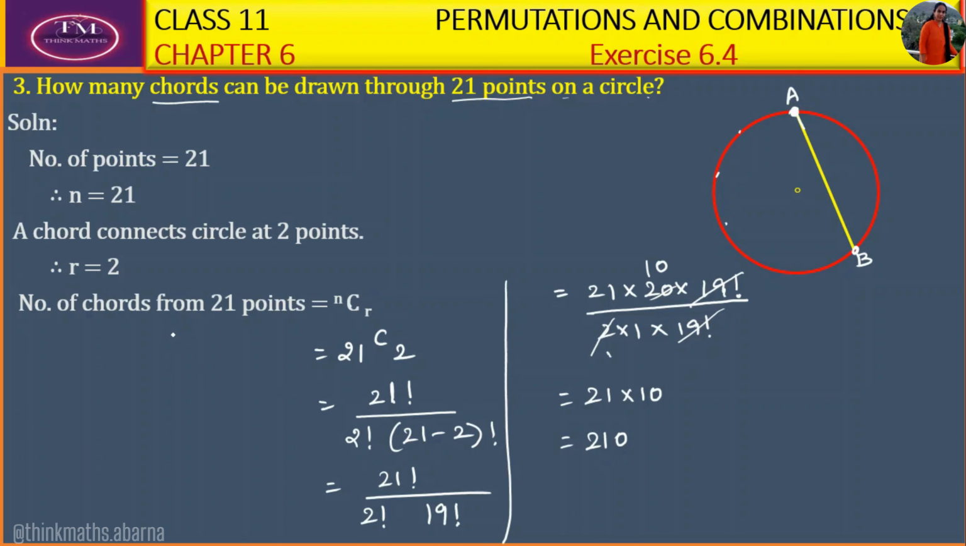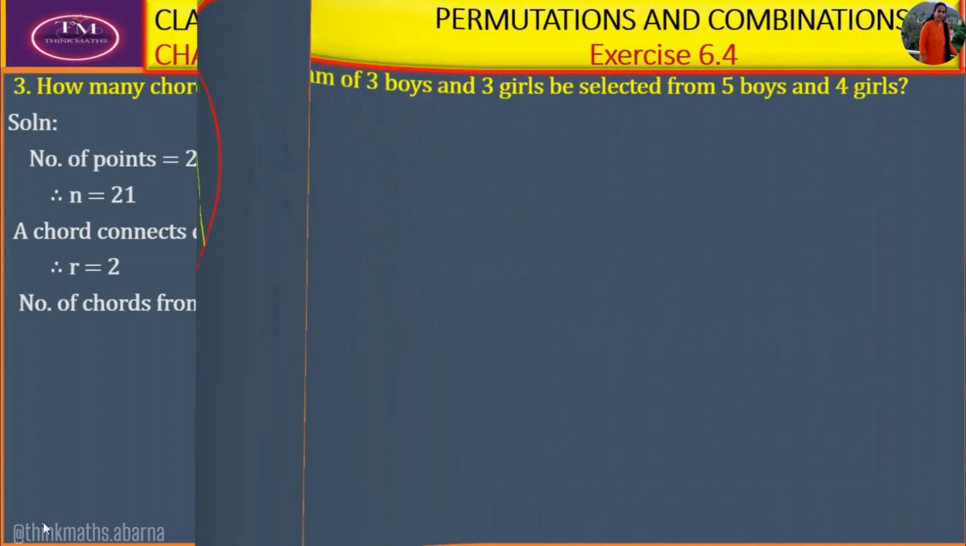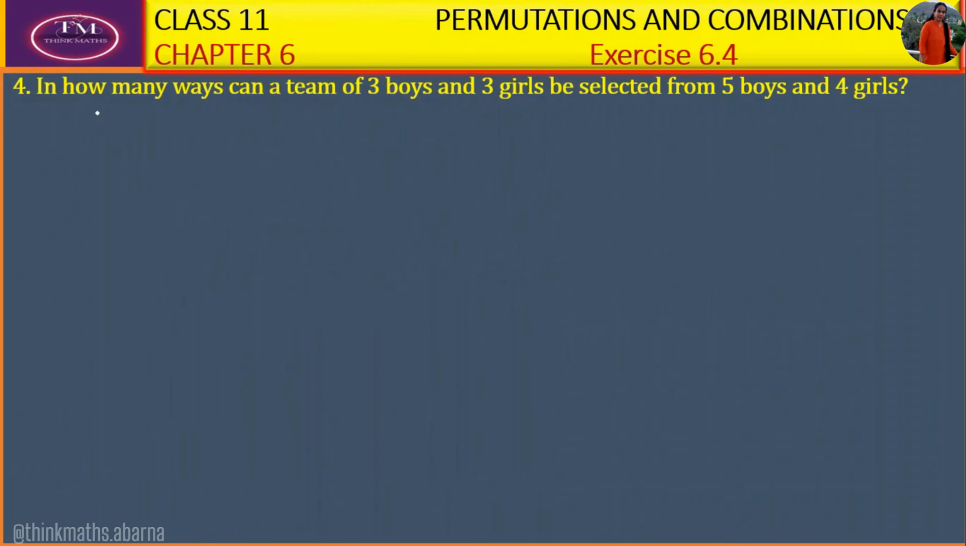Okay children, clear? So moving on to the fourth one. In how many ways can a team of 3 boys and 3 girls be selected from 5 boys and 4 girls? Usually in combination we have the word selected, choosing. Permutation means it is arranging. Here it is just choosing. We have to choose 3 boys from 5 boys, 3 girls from 4 girls. So let me start the solution.